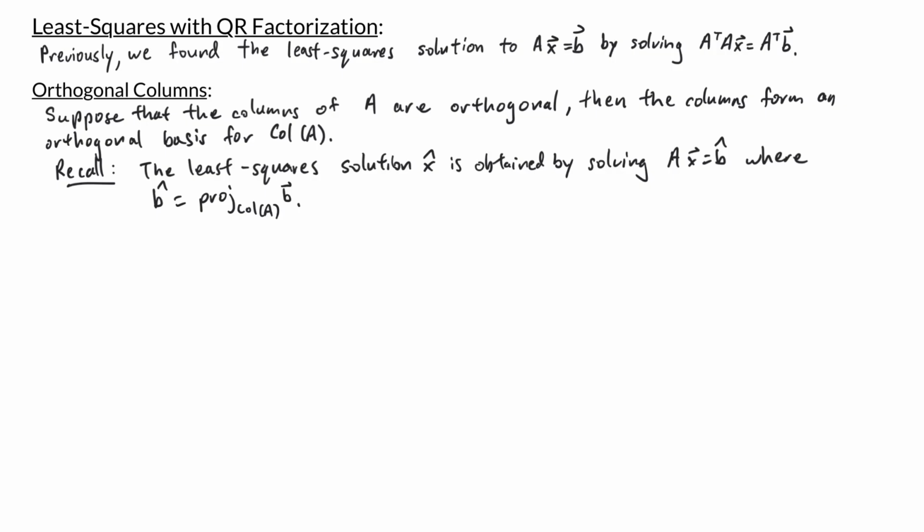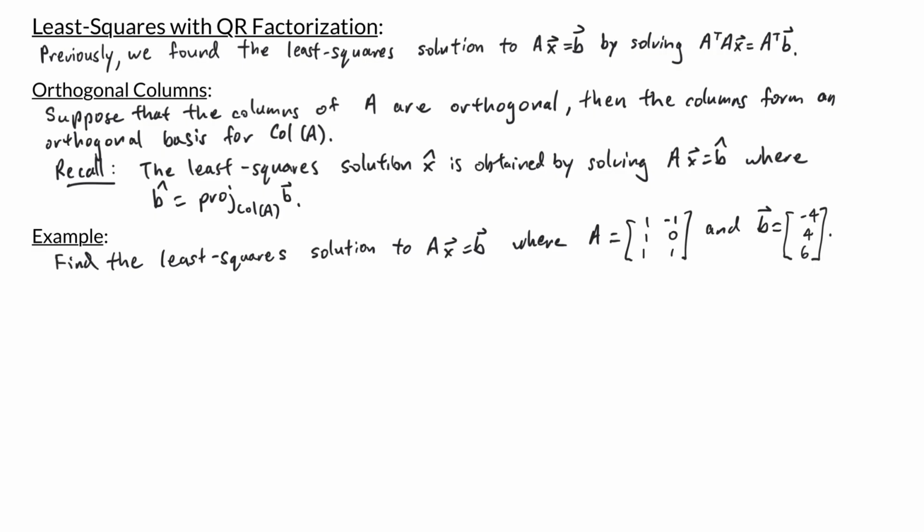First, you would need to find a basis for the column space of A. Then you would need to use the Gram-Schmidt process to make the basis an orthogonal basis. Then once you have an orthogonal basis, you can do the projection. Now, if we know that the columns of A are orthogonal, then we can do the projection right away. Let's take a look at an example.